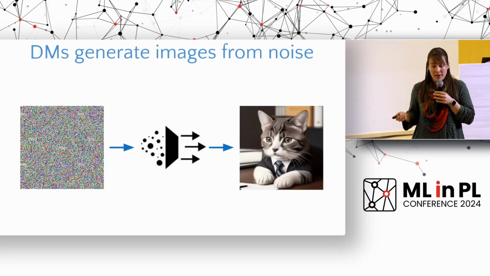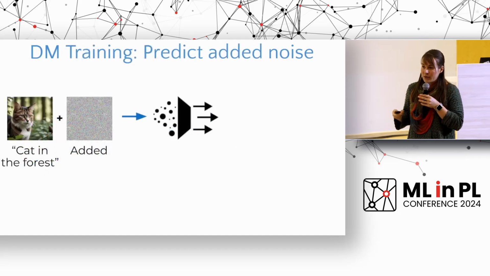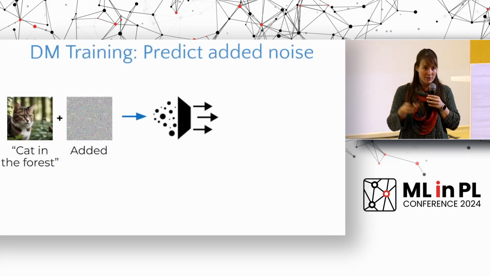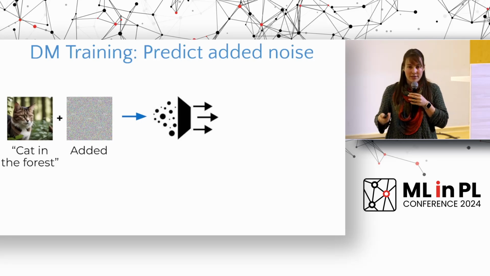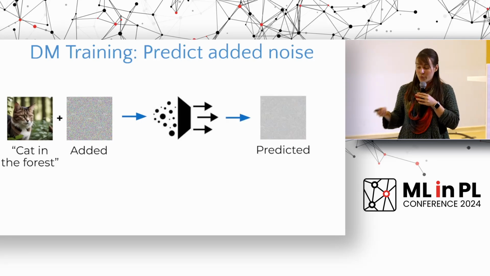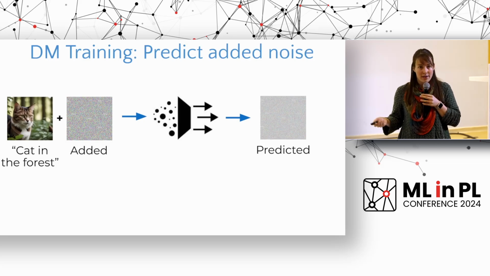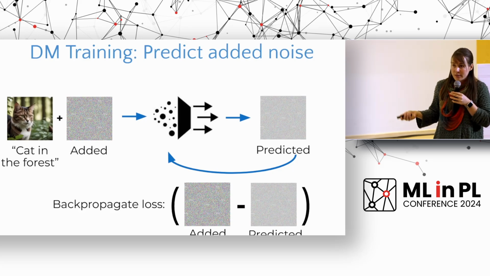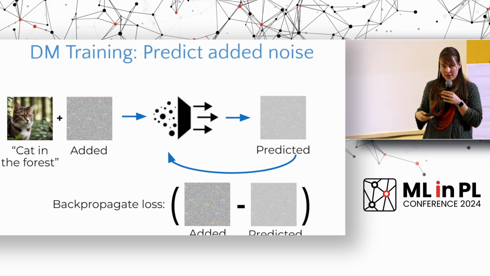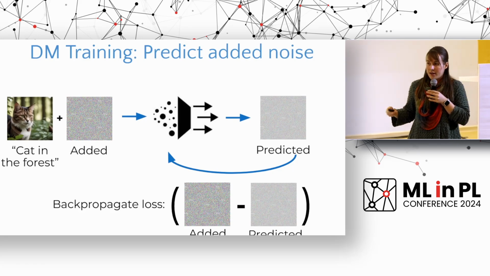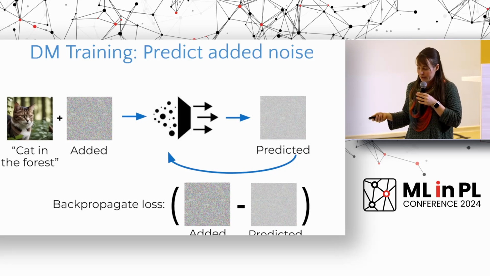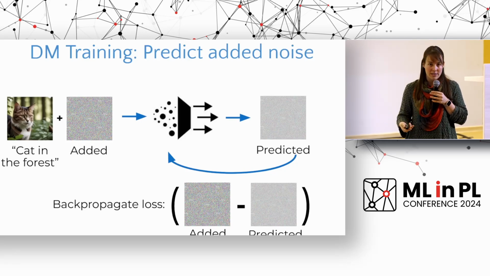How can the model do that? During training, it is provided with some training image that we add noise to. And then at every step, the model needs to predict some noise, which is the thing that was added to the image. Our loss function is then the difference between the originally added noise and the predicted noise. Thereby, the model becomes significantly better at predicting what noise was added.